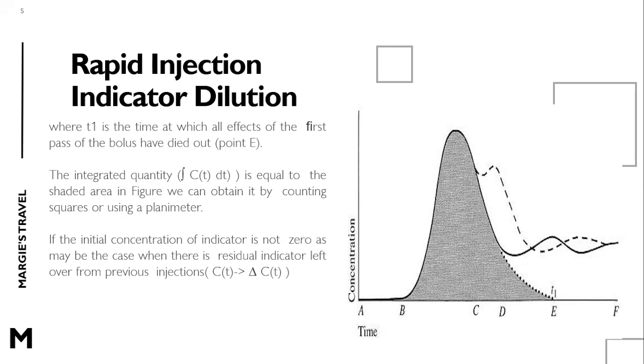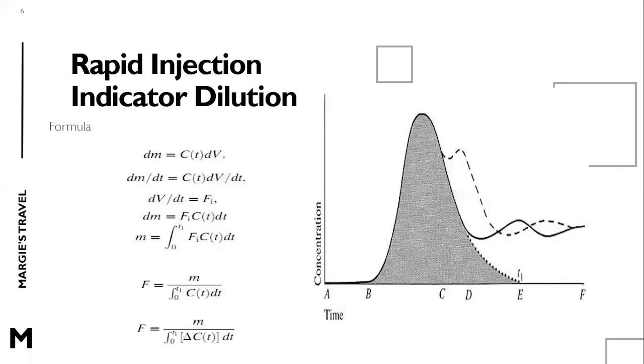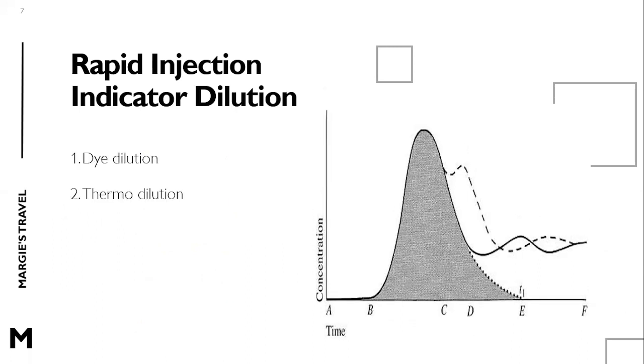If the initial concentration of indicator is not zero, as may be the case when there is residual indicator left over from the previous injection, we can see that C(t) becomes delta C(t). So there is a formula that we can use for rapid injection indicator dilution. Rapid injection indicator dilution is divided into two: dye dilution and thermodilution.